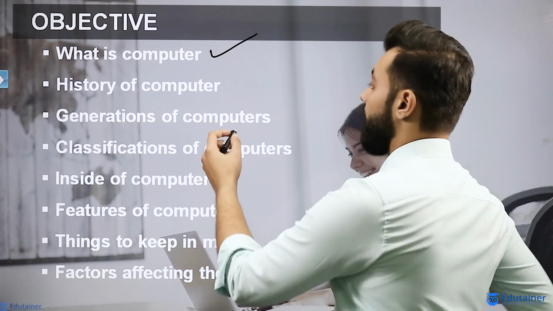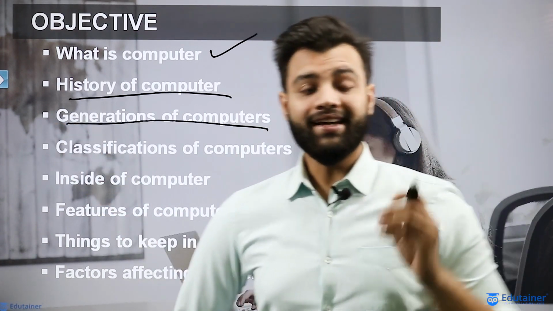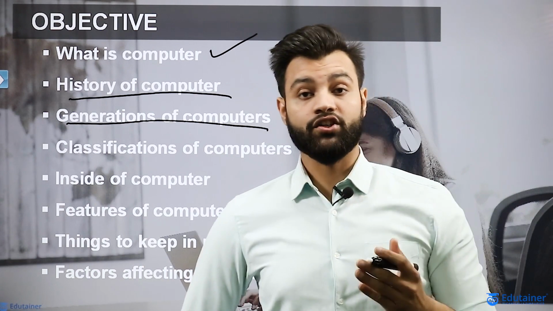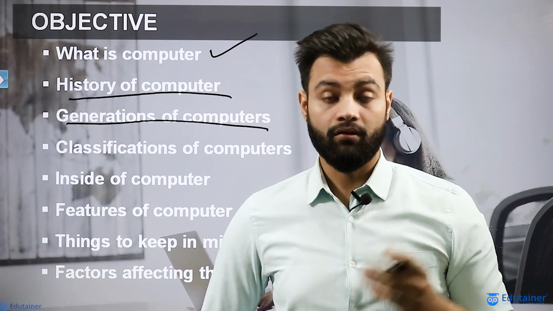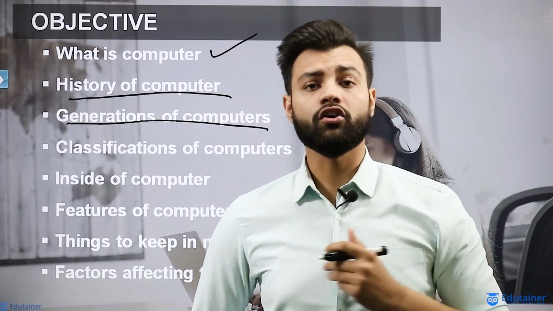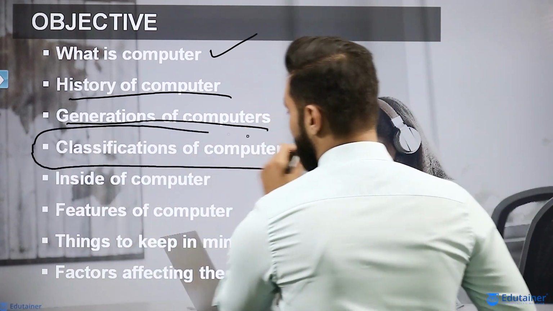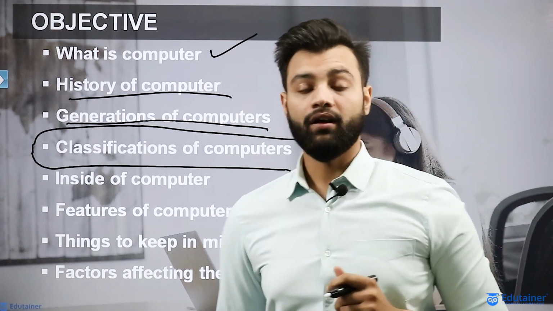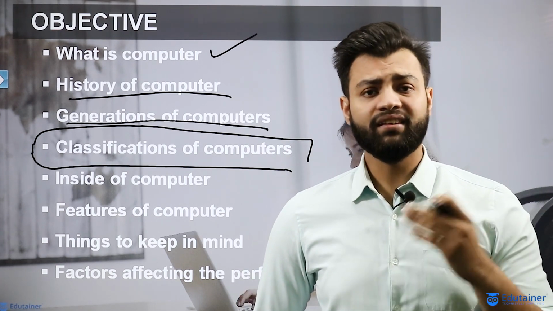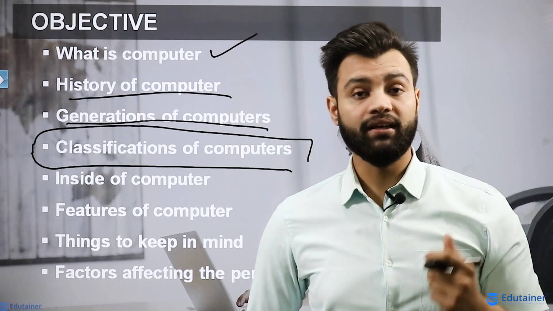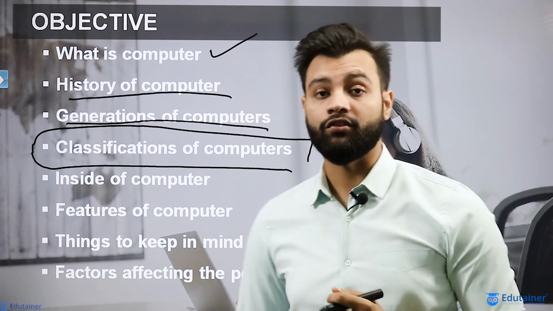Next, we will be talking about the history of computers and the generations of computers, because getting to know the history as well as the generation is very important. We should know where the computer started and how the technology evolved. Then we will be talking about the classification of computers, because this is also very important. We should know how they are classified, what the categories are, and on which basis they are classified, whether based on size, functionality, or performance.